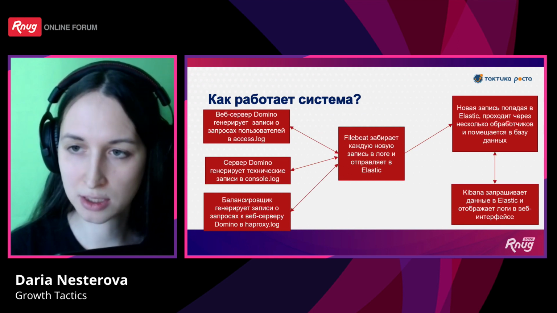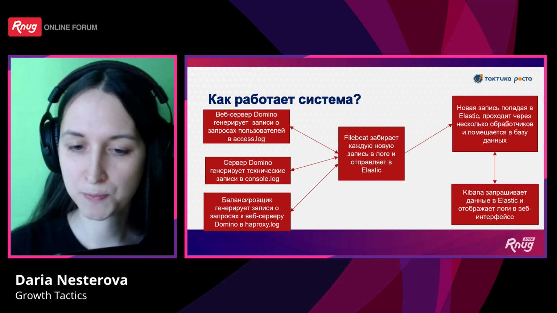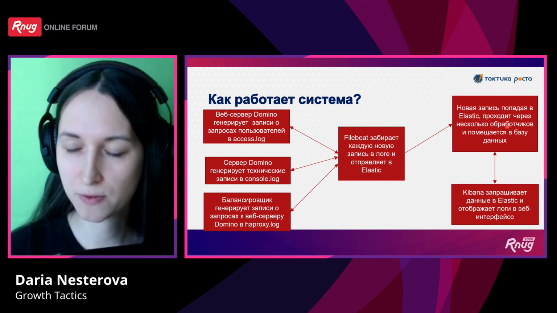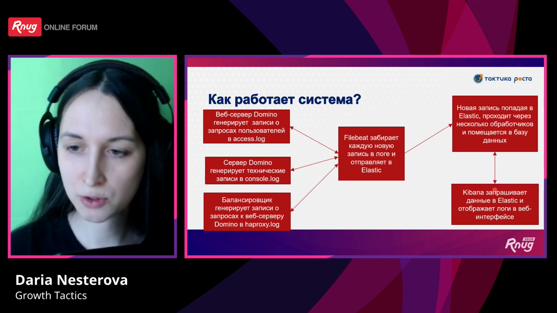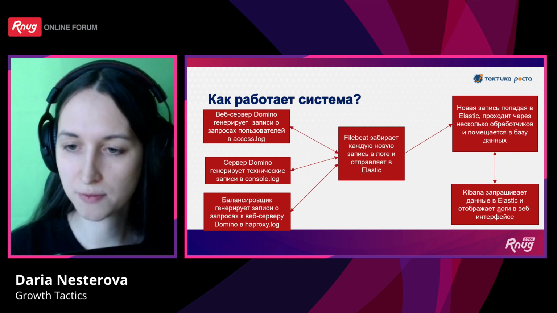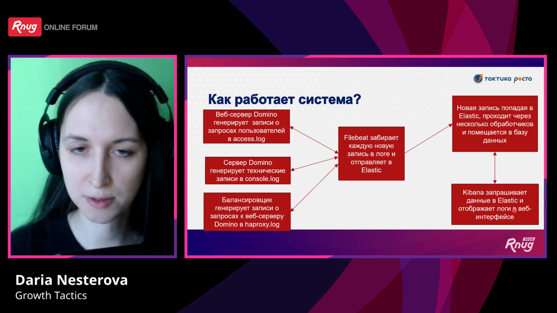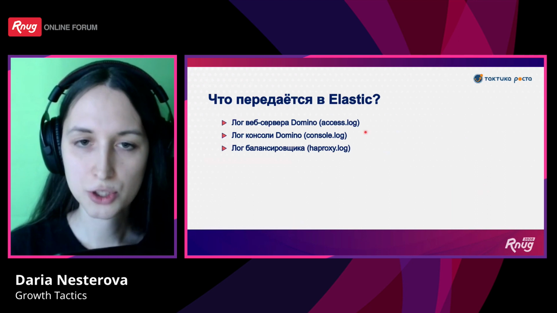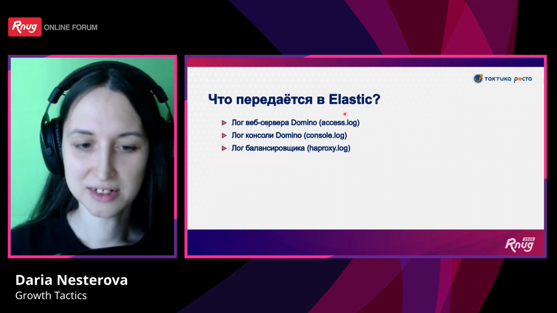This new record gets into Elastic, but before it gets into a database, Elastic, thanks to processors, processes this record, and then puts it into a database. Then Kibana requests this data from Elastic and shows it to us so that it is convenient for us to analyze it.